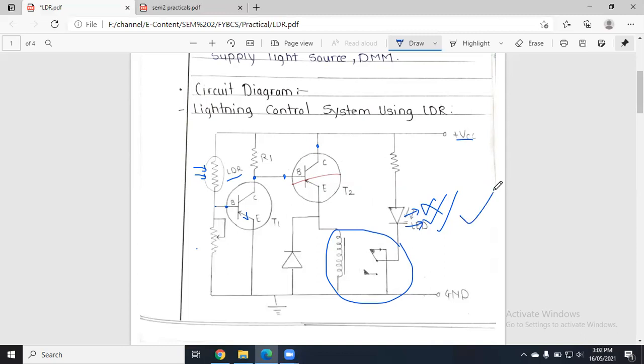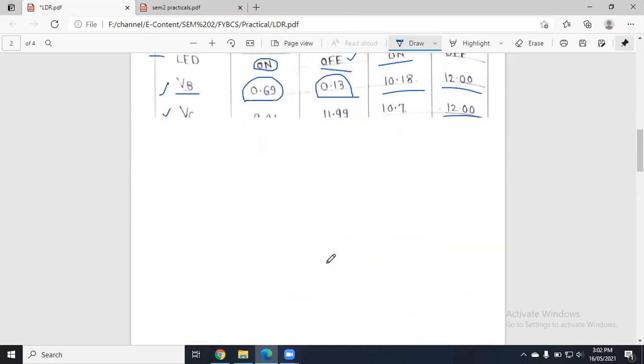Okay. Whenever there is dark, we have to turn on the light. Whenever there is sufficient light, we have to turn off the LED. So this is how this entire circuit is working.